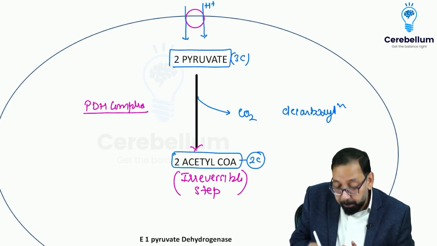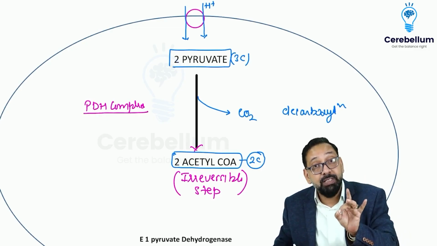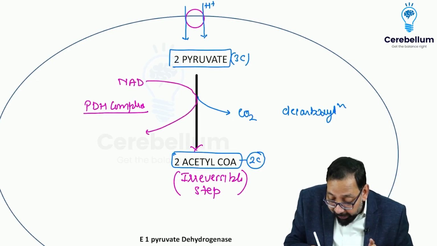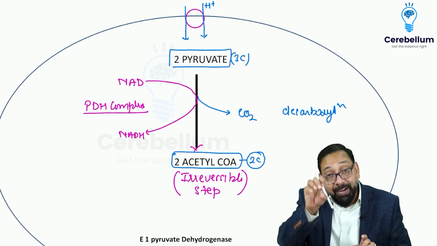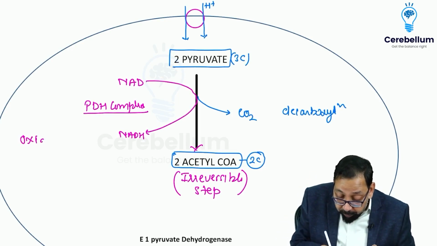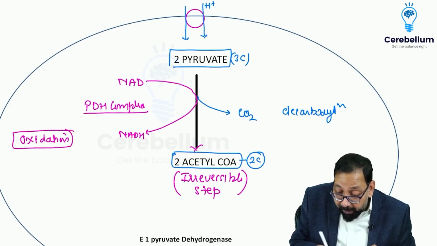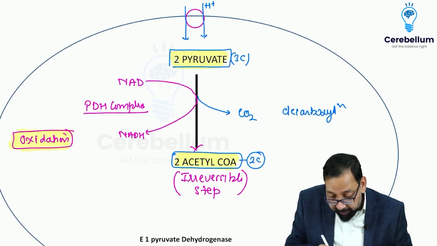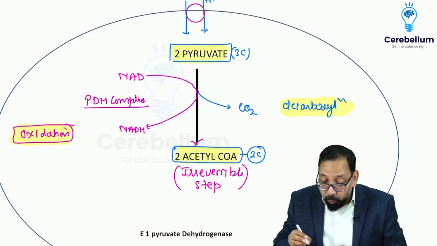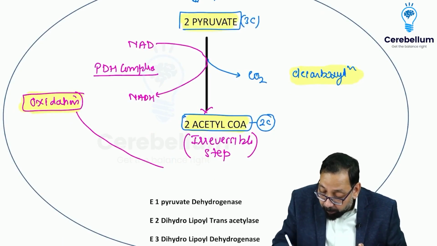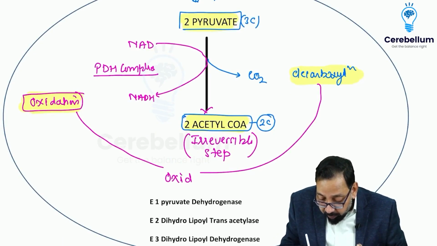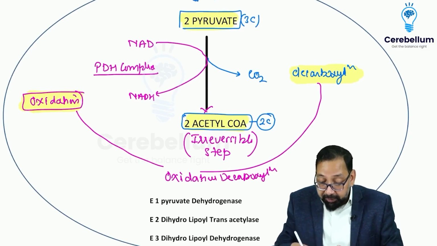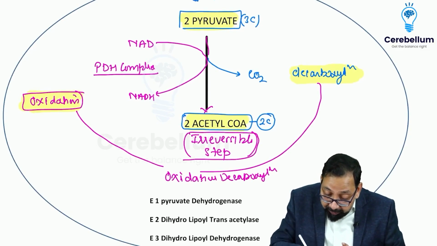It is a multi-enzyme complex, and you know wherever dehydrogenase is there, hydrogen is removed. Hydrogen is taken up by NAD to form NADH, and removal of hydrogen is called oxidation. So I can say when pyruvate is converted to acetyl coenzyme A, there is oxidation, there is decarboxylation. So this reaction is an example of oxidative decarboxylation. And this is an irreversible step.